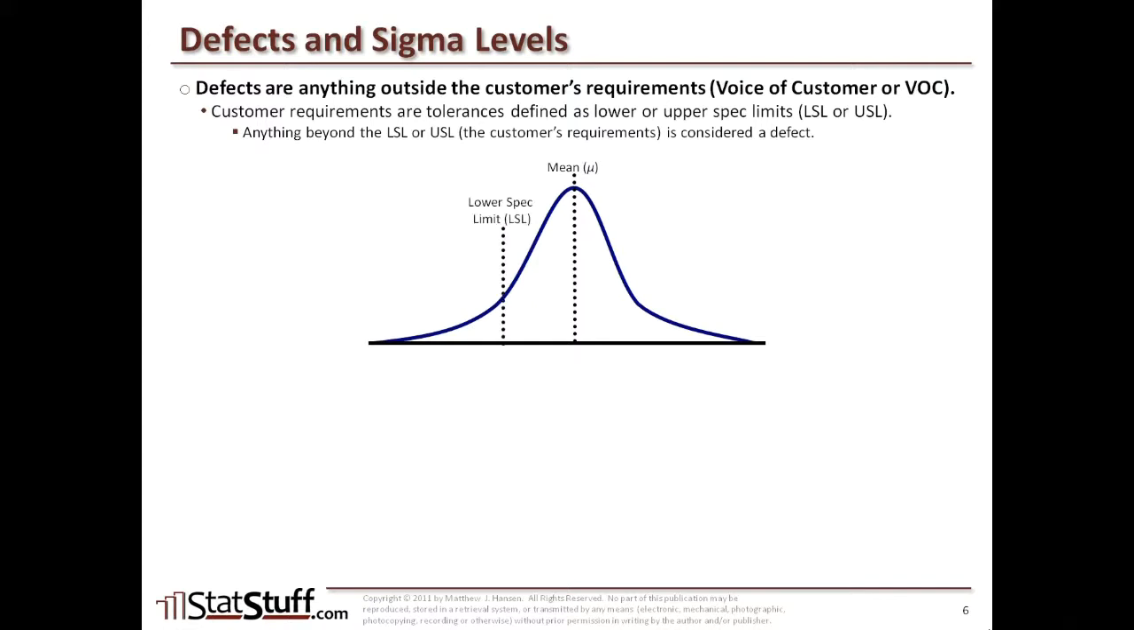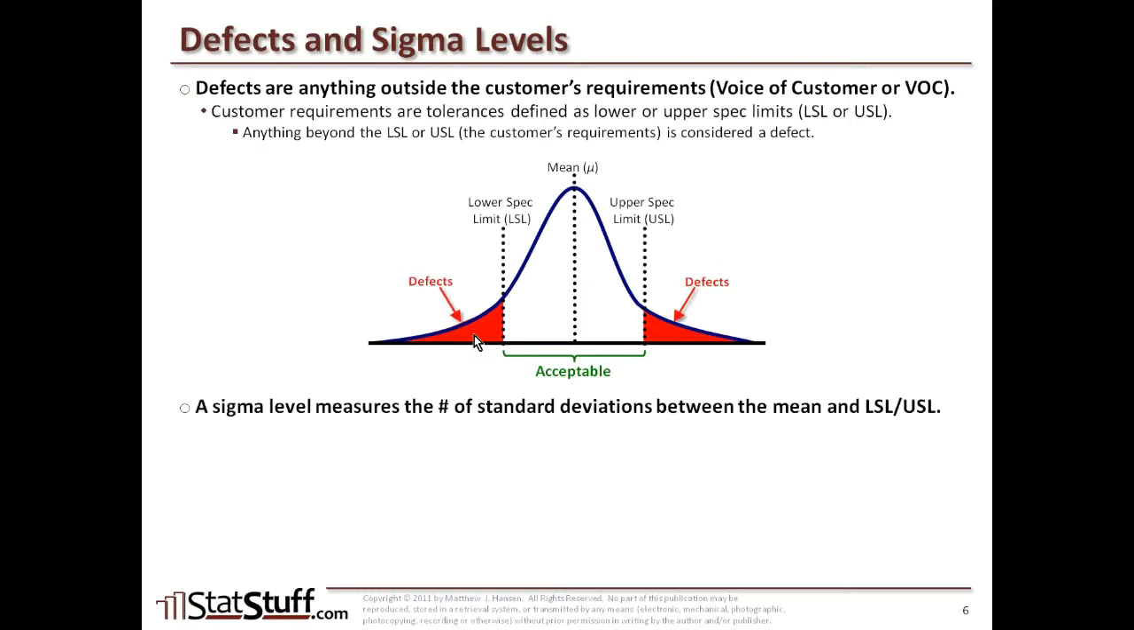And then we might have, from the customer's perspective, what they define as a lower spec limit and what they define as an upper spec limit. So anything that falls within what the customer expects, between the lower spec limit and the upper spec limit, is going to be considered acceptable and good. So that's what we're aiming for. That means anything that falls outside of this range, beyond the upper spec limit or below the lower spec limit, is going to be a defect.